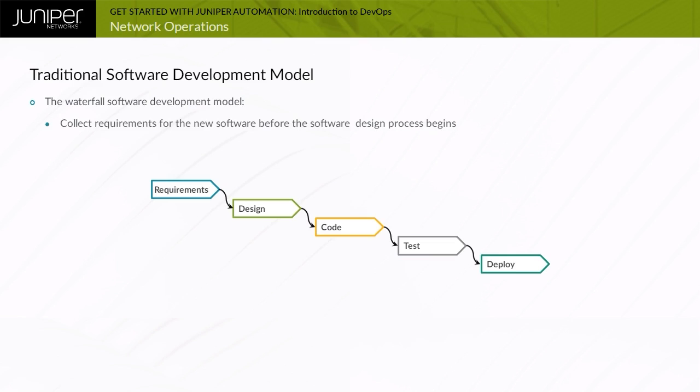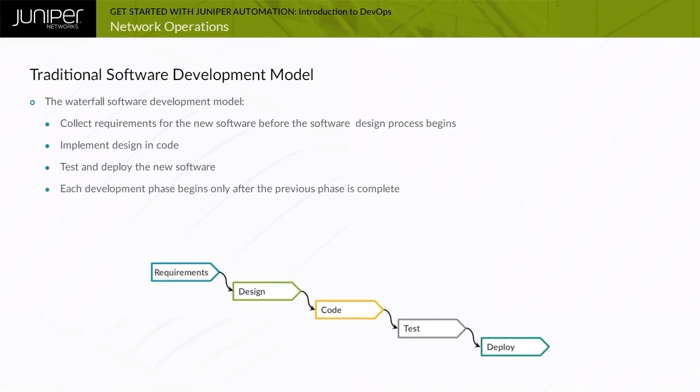design process begins. After the design process is complete, then the design is implemented in code. Finally, you can test and deploy the new software. Each phase of the development process begins only after finishing the previous one. The waterfall model works if you know your requirements very well in the beginning of the development process. When requirements change during the development process, and a need to develop new functionality arises, the waterfall model shows some weakness.